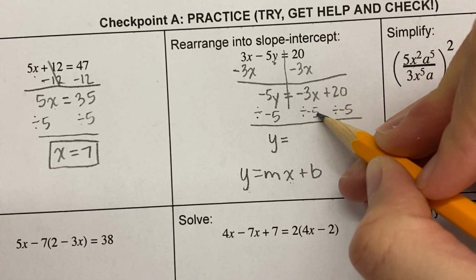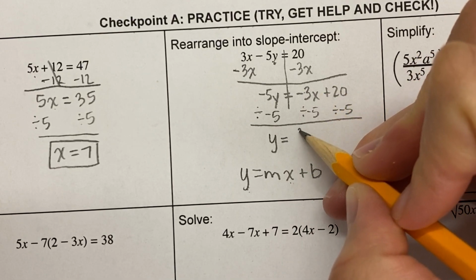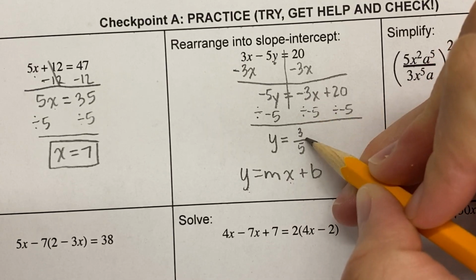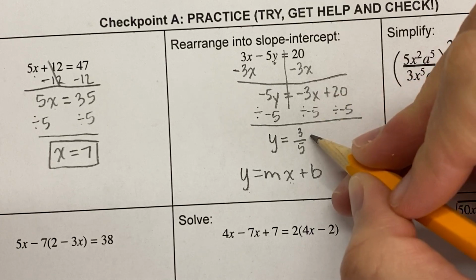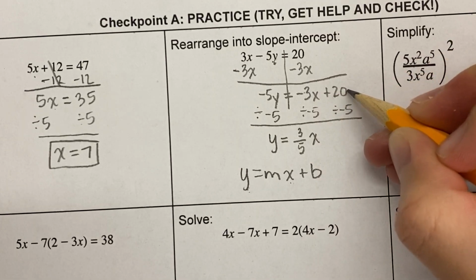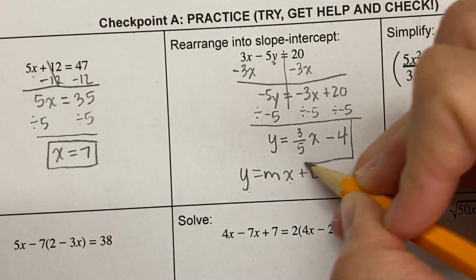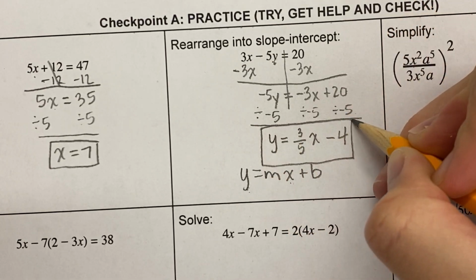Negative divided by negative is positive. 3 divided by 5 is a decimal. And remember, we don't really like decimal slopes. We like slopes that are fractions. So I'm going to leave it as a fraction. And then this is positive divided by negative is negative. 20 divided by 5 is 4. And there's my answer, y equals mx plus b.